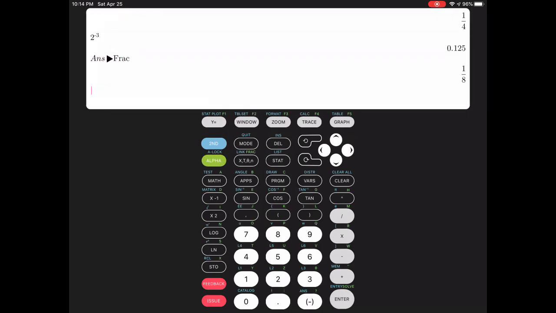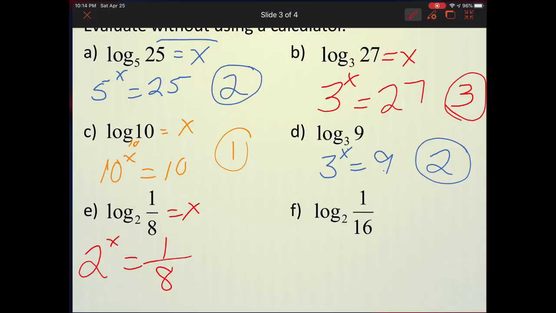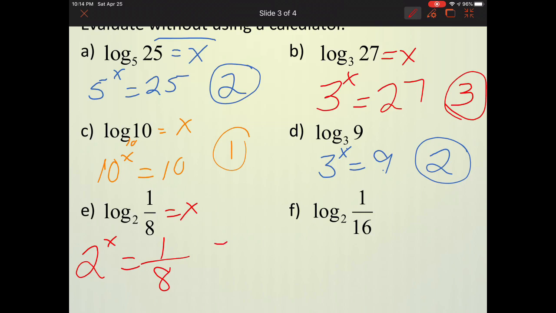2 to the negative 3, if I press math enter, I get 1/8. So the answer is negative 3. 2 to the negative 3 is 1/8. So my answer, negative 3.